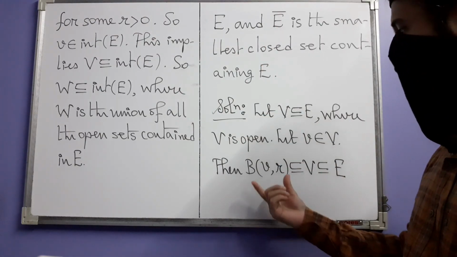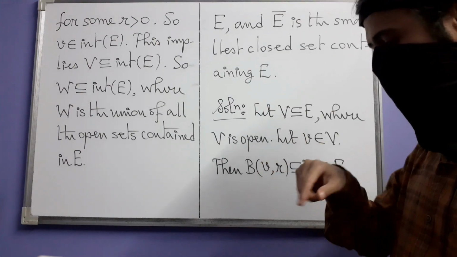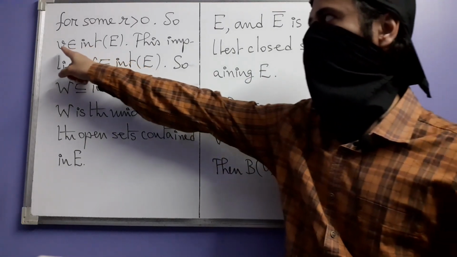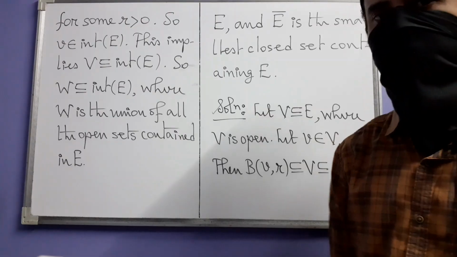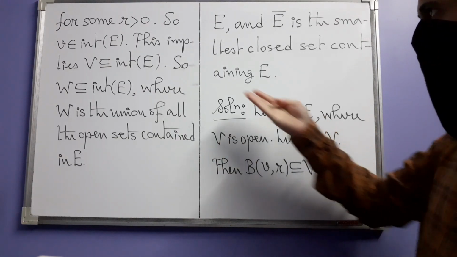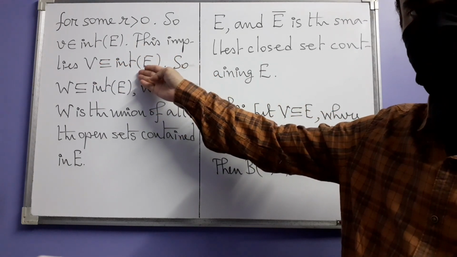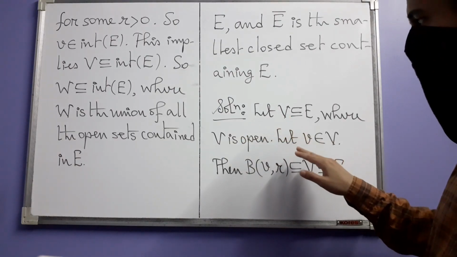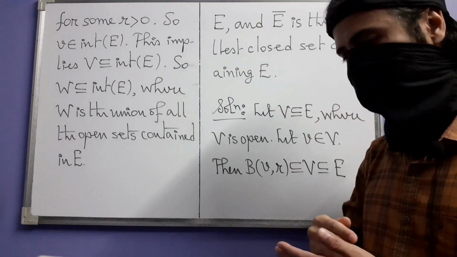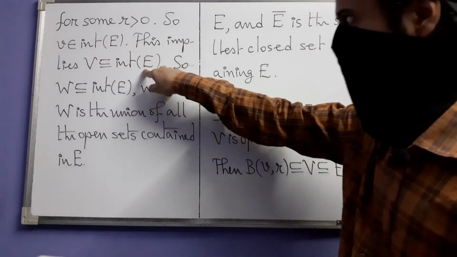Now because such a ball exists centered at v, which is entirely contained inside E, by the definition of interior points, v is an interior point of E. That is, v belongs to the interior of E. So any point in capital V is inside the interior, so V is a subset of the interior of E. So do you see what we have shown here? We have shown that if E has an open set inside of it, then that open set also has to be inside the interior of E.